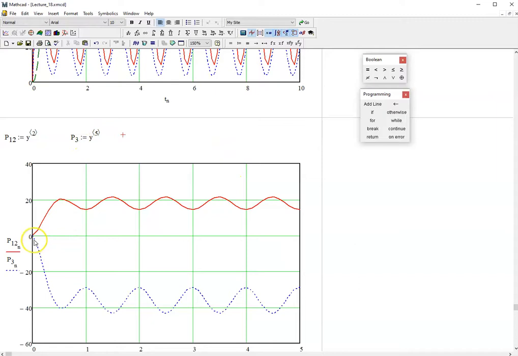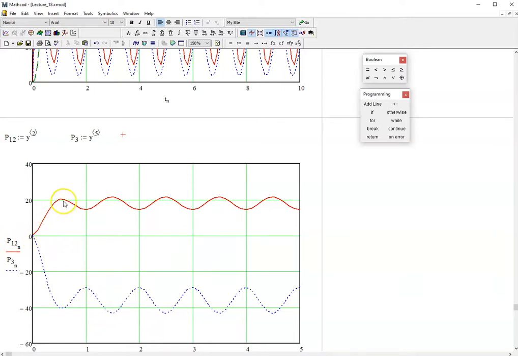As you can see, they both start at 0 because we specified the initial conditions to be 0. Pressure 12 is the pressure after the first two compliances, which are equal to each other. P12 is equal to P1 is equal to P2, and that is the pressure. While the pressure rises, the flow goes into the capacitor, and when the pressure goes down, the flow goes out of the capacitor back into the circuit, and it keeps doing that. And pressure 3 is the pressure at the third capacitor, and as you can see, that one is actually negative.